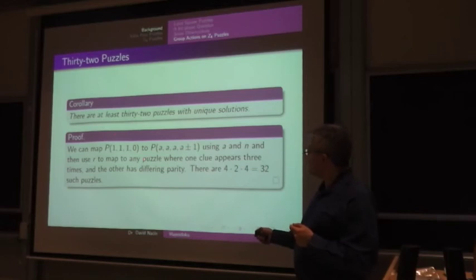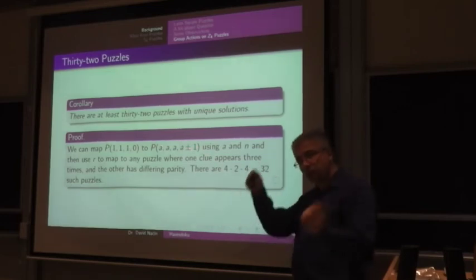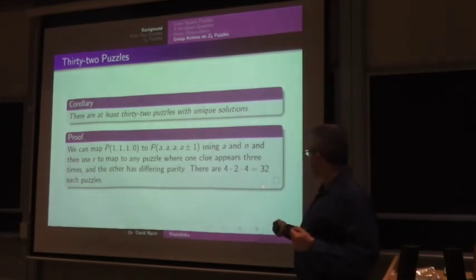Well, we could look at everything that this group can map this puzzle onto, and each of those will have a unique solution as well. Now, we can use negation to make sure that this entry is either one more or one less than the repeated clue. And then by adding, we can make that repeated clue anything I want. And then I can place the distinct clue in any of the four slots by rotating it how I want. So that gives me four choices for what I add to, and then two for whether I negate it or not, and then four for where I put the distinct entry, so 32 puzzles with unique solutions.